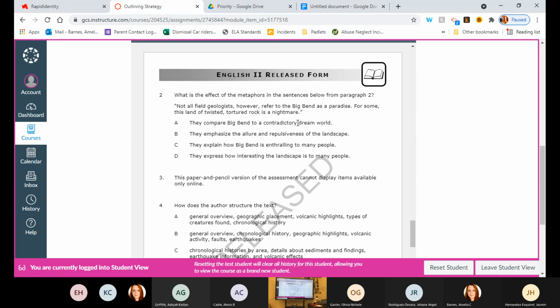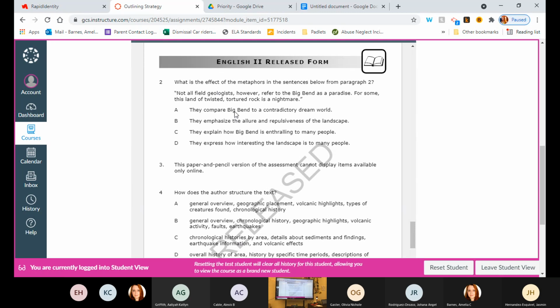One is comparing it to a contradictory dream world, and the other says they're emphasizing the allure and repulsiveness of the landscape. So both of these have to do with the idea of contradiction, which is what's happening in this sentence. We're contradicting the idea of it being a paradise by saying other people say it's a nightmare. So which makes more sense, A or B? Which one do we think is the stronger answer?